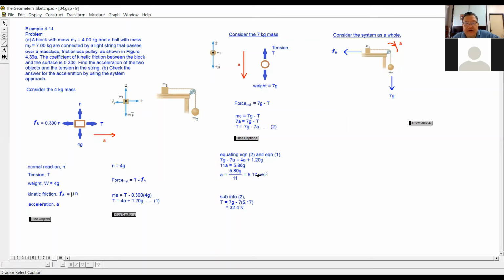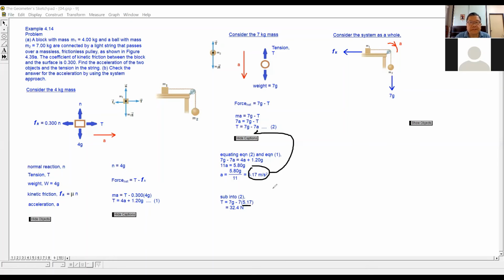Substituting the acceleration back into equation 2 here. Okay, let me draw it out. So this value of a, 5.17, we substitute back into this equation, the a here. So it's 7g minus 7 times 5.17. So using your calculator, you get the tension is 332.4 Newtons.